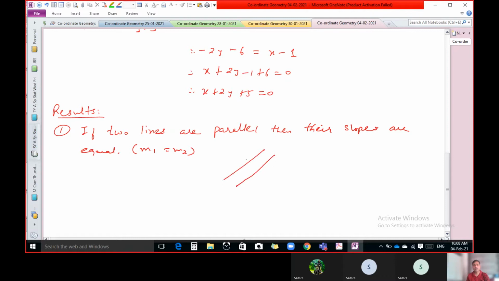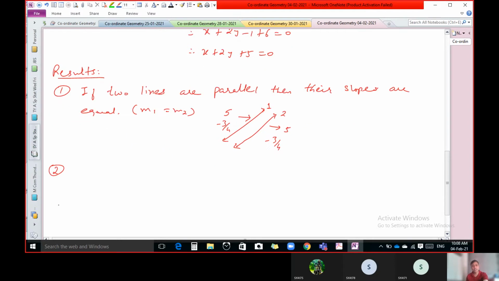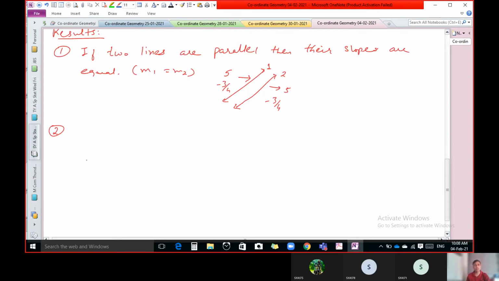It's like this. So if this is the first line and this is the second line, and the slope of line 1 is, let us say, 5, then the slope of line 2 should be 5. If the slope of line 1 is minus 3 by 4, then the slope of another line is also minus 3 by 4. So m1 equal to m2, that means slope of line 1 equal to slope of line 2 if two lines are parallel.